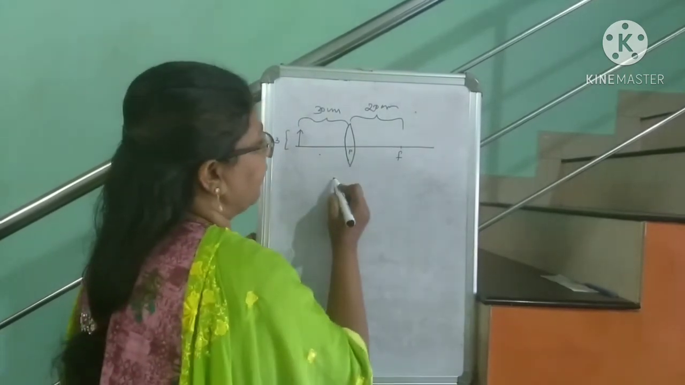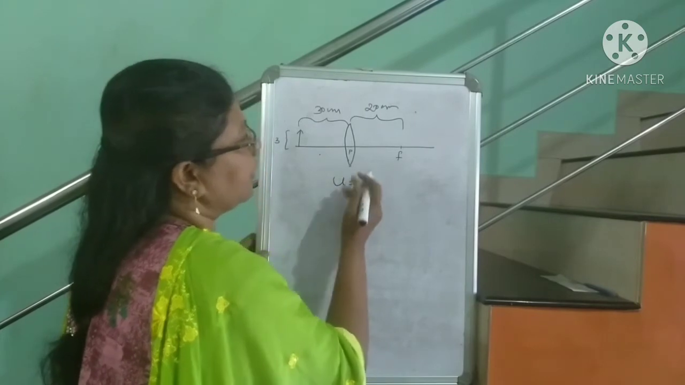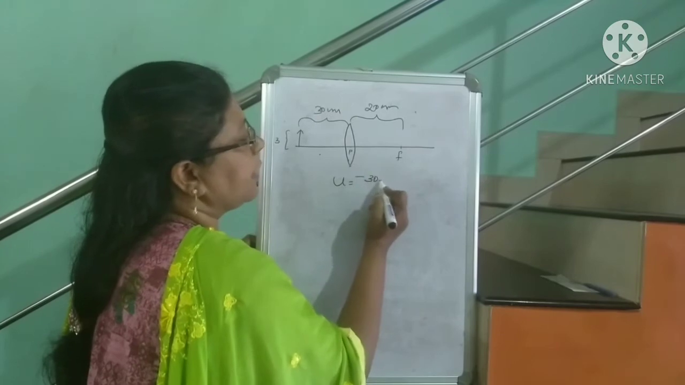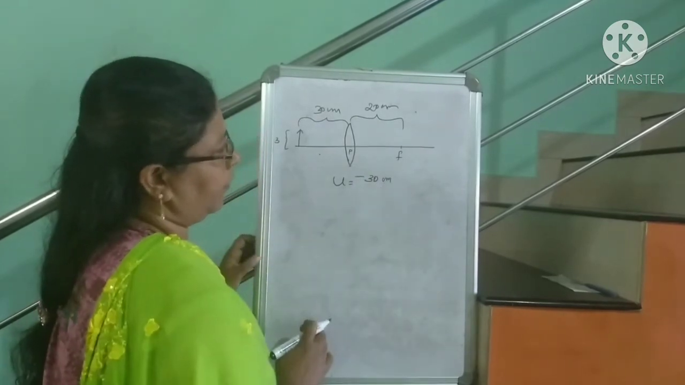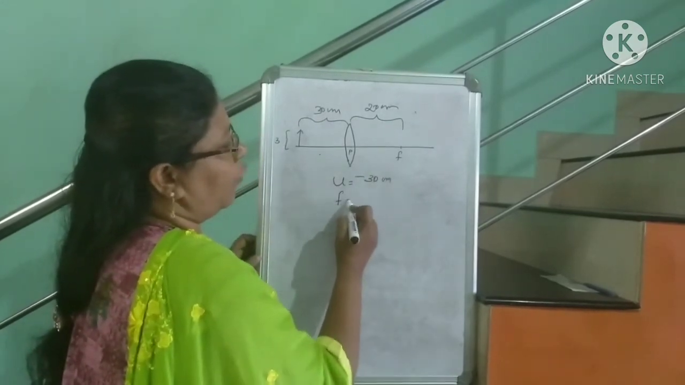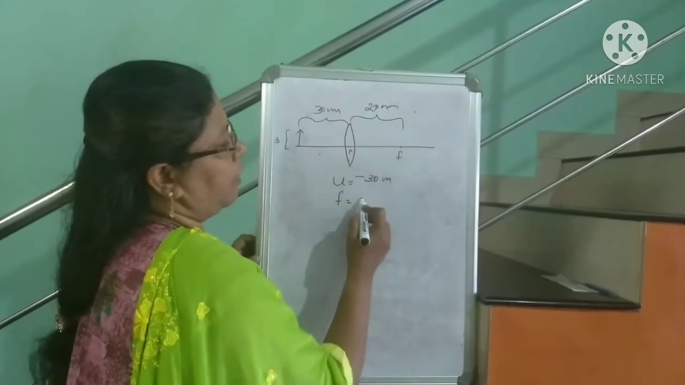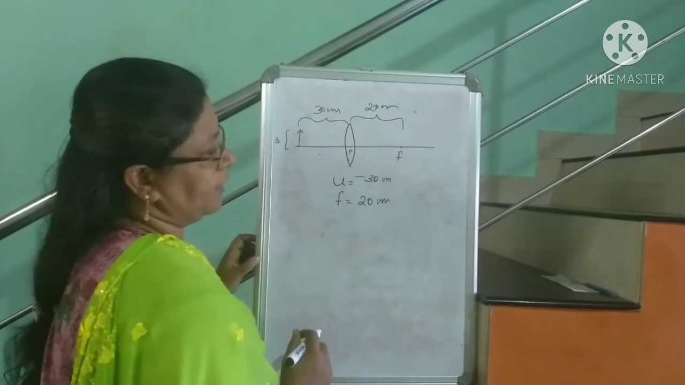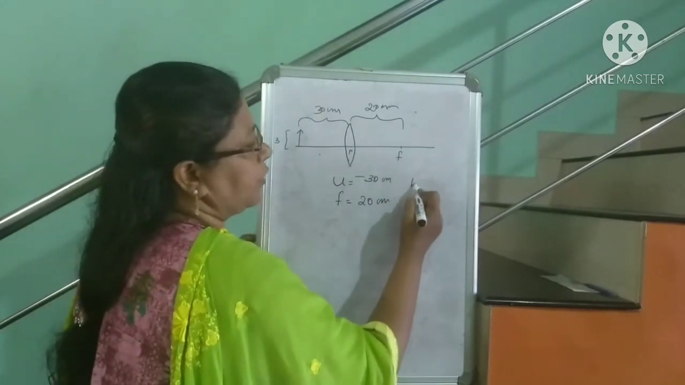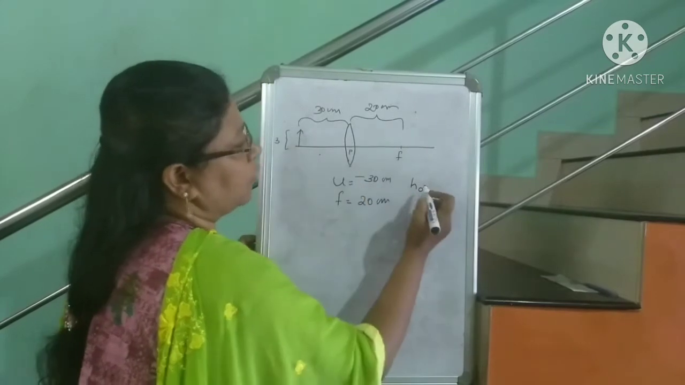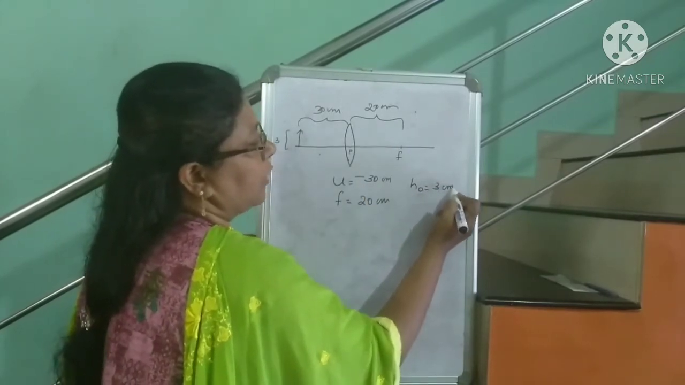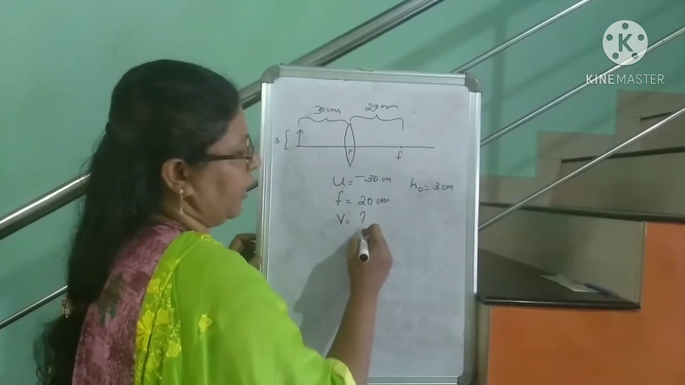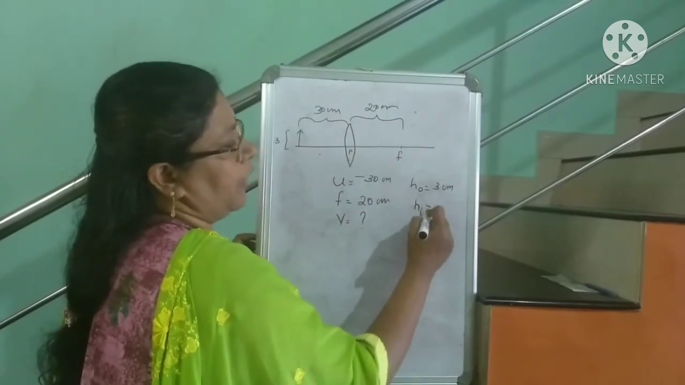So what all things are given here? u is given. u is always on the left side, so u should be taken as minus 30 centimeter. Then the focal length of a convex lens is taken as positive, so 20 centimeter. Then the object is erect, so ho is equal to 3 centimeter. You have to find v and also hi.